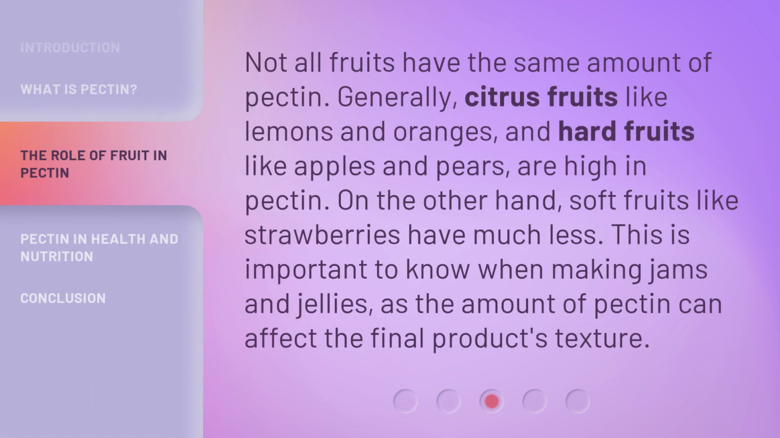Not all fruits have the same amount of pectin. Generally, citrus fruits like lemons and oranges, and hard fruits like apples and pears, are high in pectin. On the other hand, soft fruits like strawberries have much less. This is important to know when making jams and jellies, as the amount of pectin can affect the final product's texture.